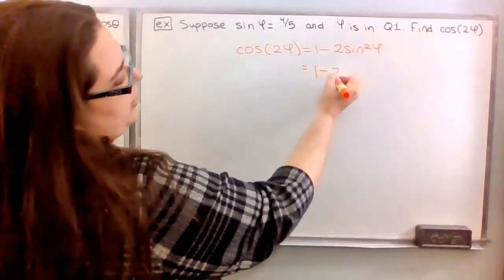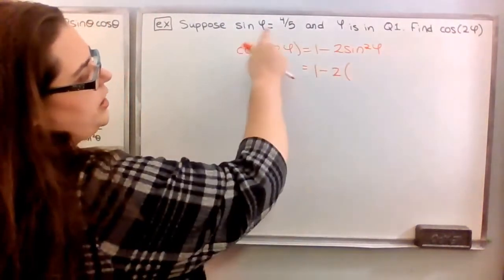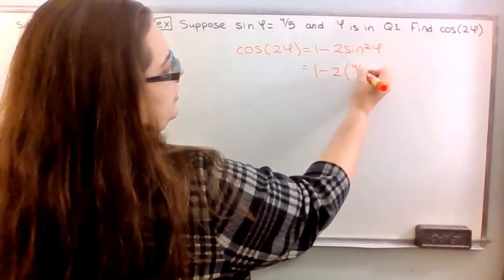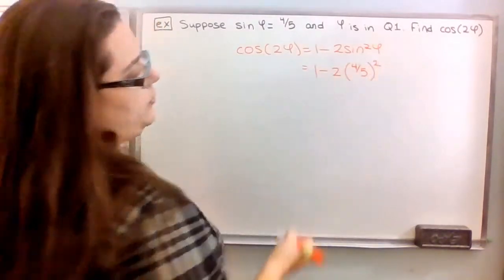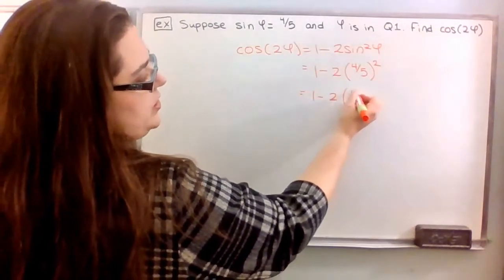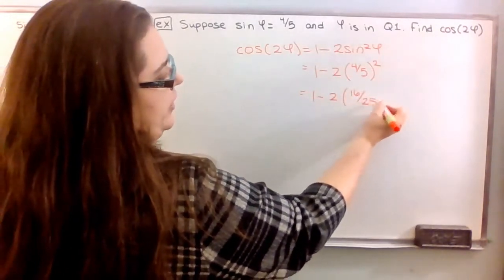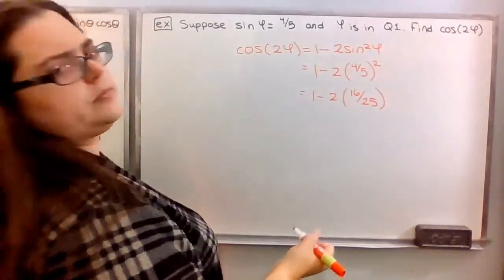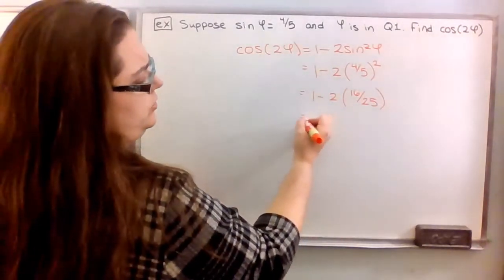So this is 1 minus 2 times sine of phi, which is 4/5. We're going to square that. So we have 1 minus 2 times 16 over 25. 16 times 2 is 32.